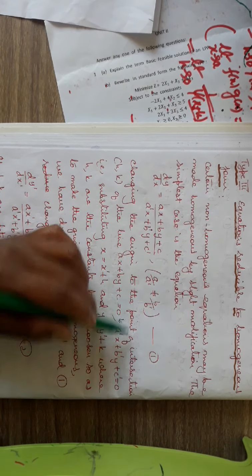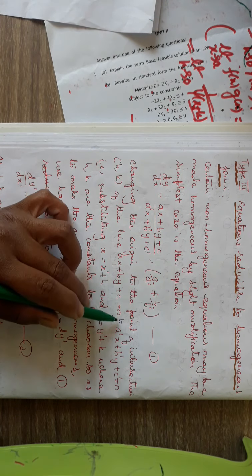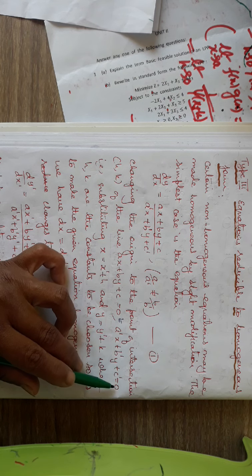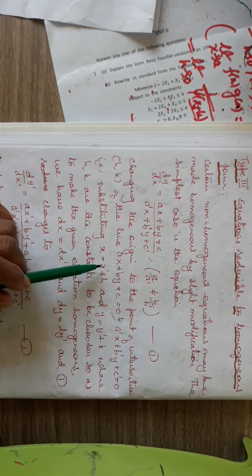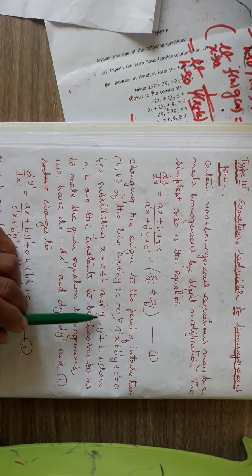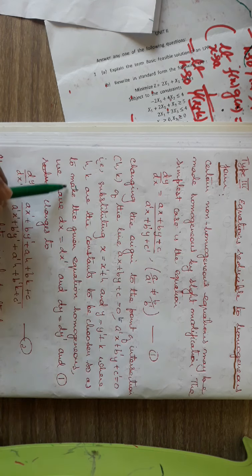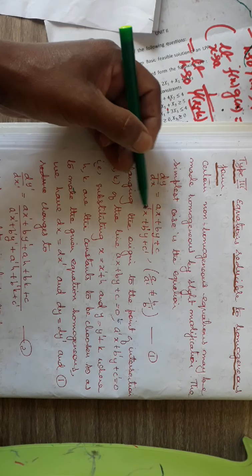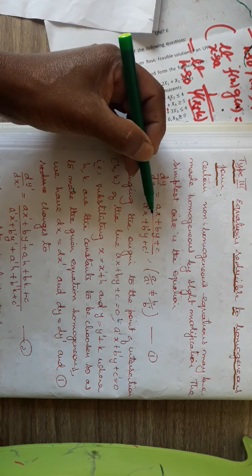Changing the origin to the point of intersection (h, k) of the line ax plus by plus c equals 0 and the line a prime x plus b prime y plus c prime equals 0, that is, by substituting x equal to x prime plus h and y equal to y prime plus k, where h and k are constants to be chosen so as to make the equation homogeneous. So if you have this differential equation of this form, first of all this is non-homogeneous. So how to reduce it to homogeneous form?